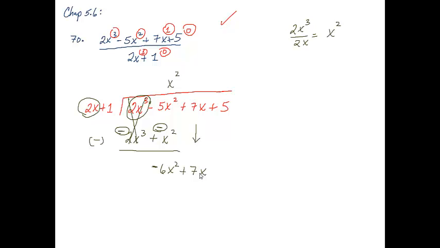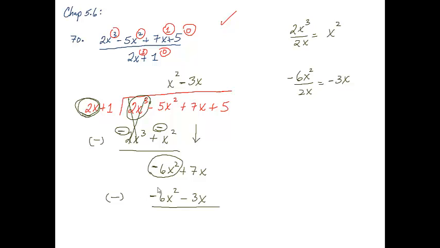And then from here it's a repeating game, right? So again, you take the first term, so negative 6x squared divided by 2x. Negative 6x squared divided by 2x is going to become negative 3x. And again, place it at the top. So minus 3x. Then you take this negative 3x and you multiply every term in your divisor by it. So negative 3x times 2x is negative 6x squared. Negative 3x times 1 is minus 3x.